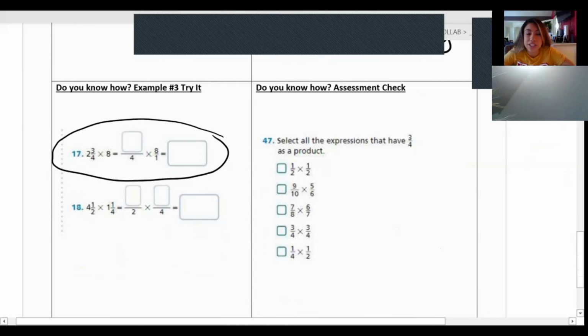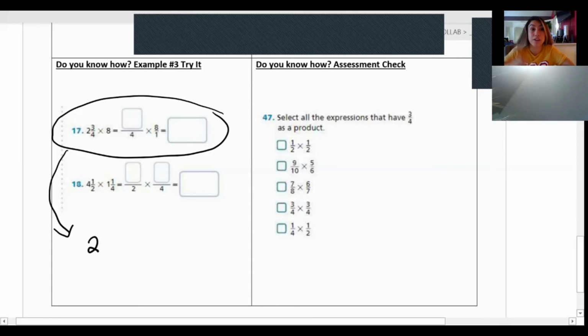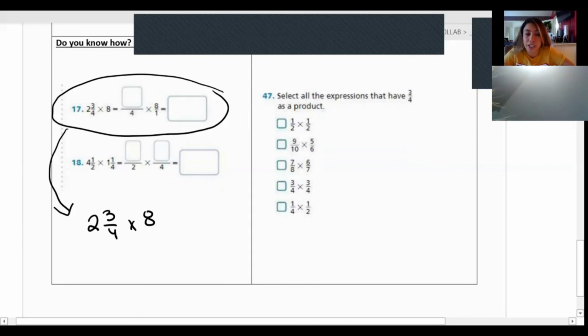All right, so let's look at number 17. This is the only one that we're going to do together. So we have 2 3/4, our mixed number, times 8, a whole number. Okay, so let's turn that mixed number into an improper fraction. So we are going to multiply our denominator by our whole number, so 4 times 2, which is 8, and add that to our numerator, which is 3. So 8 plus 3 is 11, so that's 11/4.